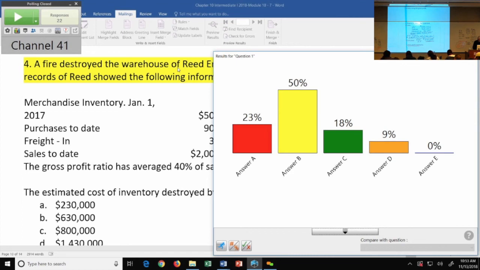So let me see what you did. Okay. Yeah, so what you did was take, so if you picked B, then you got 0.4, which is the gross profit on that, and you want the estimated cost of goods sold, not the estimated gross profit. So the answer is actually A, it's 230.